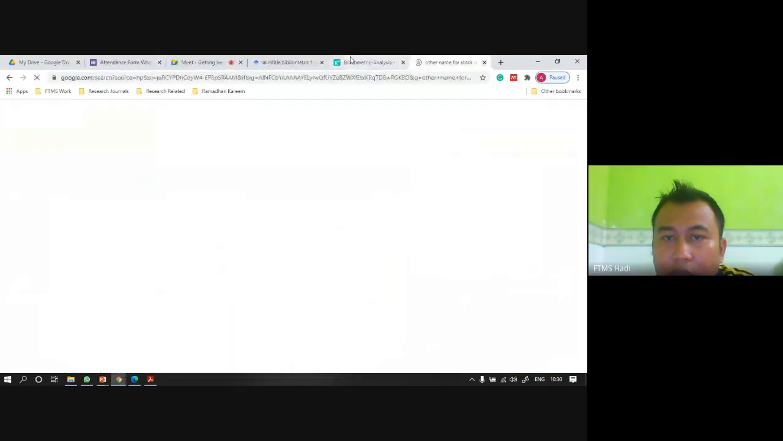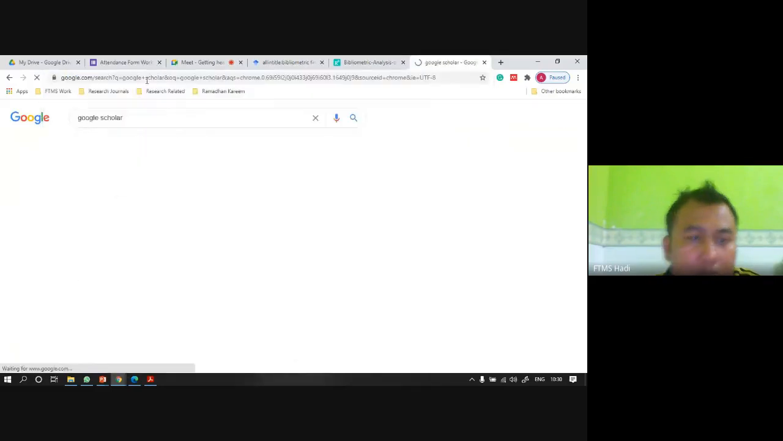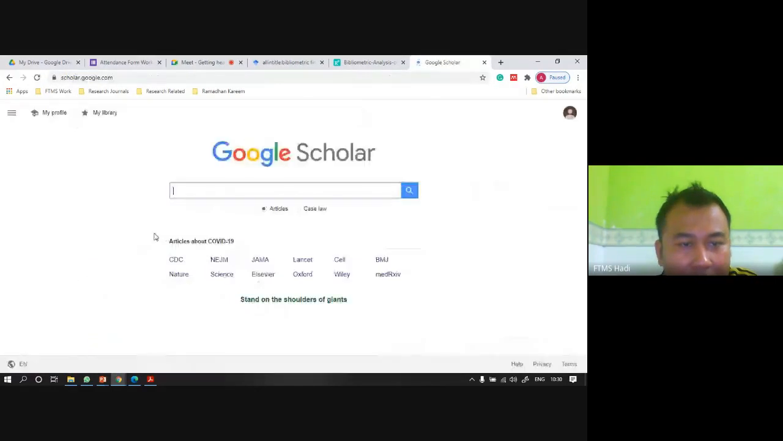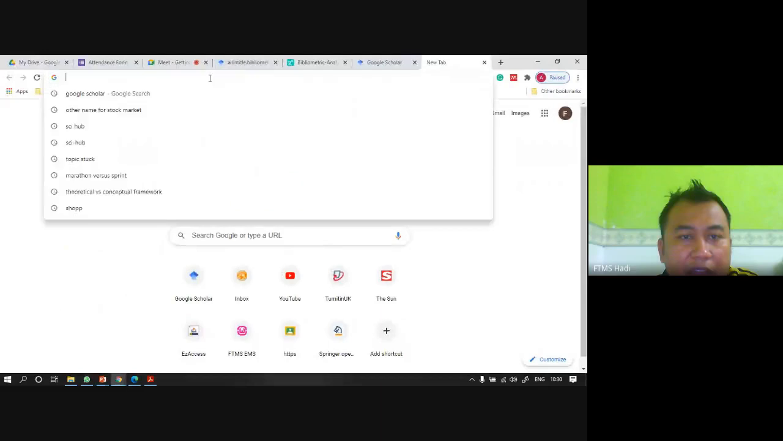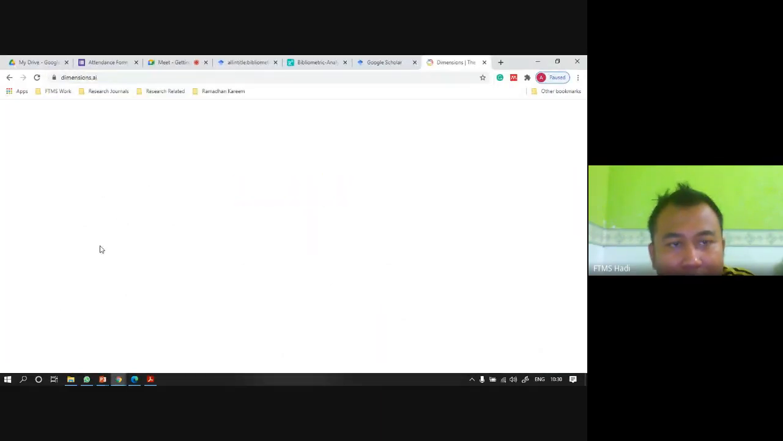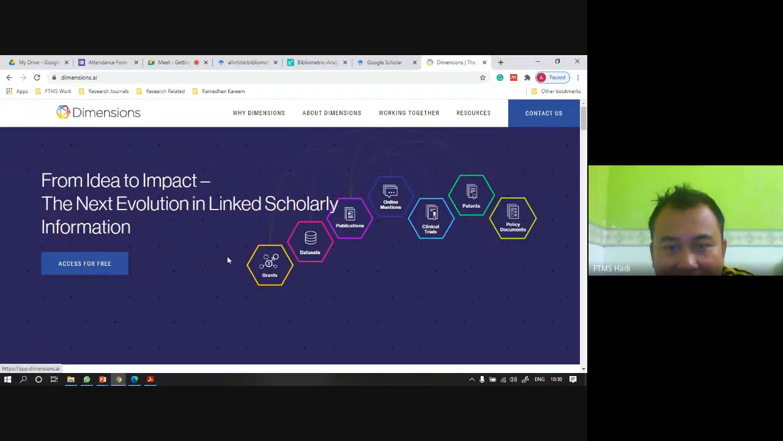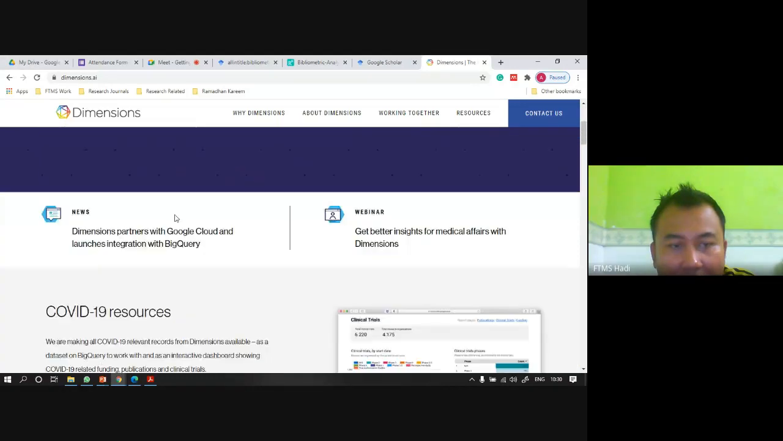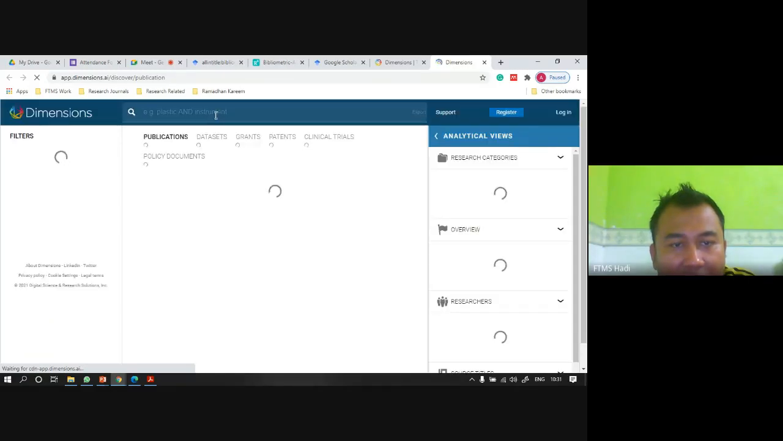The first one is Google Scholar. You can search through Google Scholar. You can also search Dimensions.ai. It is free to access. Click access for free, and then you can search any journal.